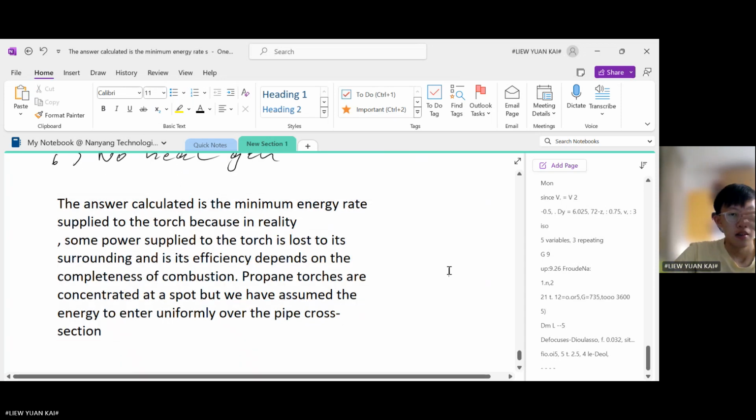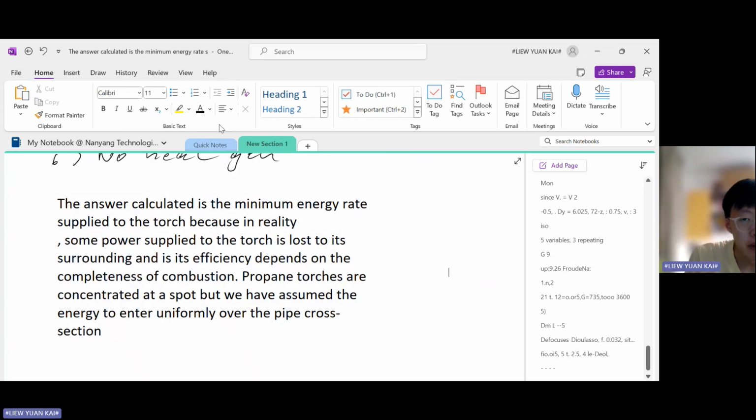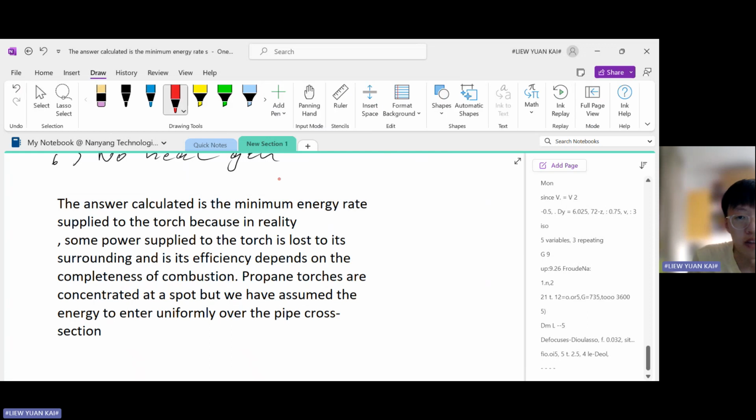Okay. The answer calculated is the minimum energy. Okay, the emphasis on the minimum energy supplied to the torch, because in reality, some power supplied to the torch is lost to its surrounding, and its efficiency depends on the completeness of combustion. Propane torches are concentrated at the spot, but we have assumed the energy to enter uniformly over the cross section.